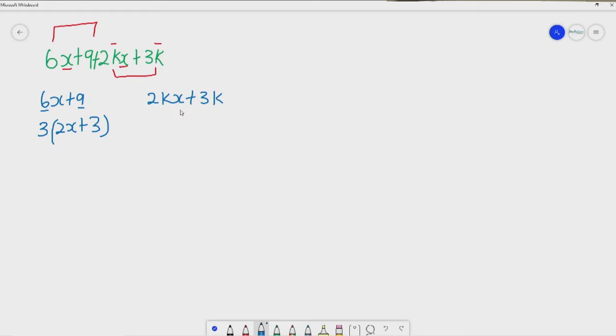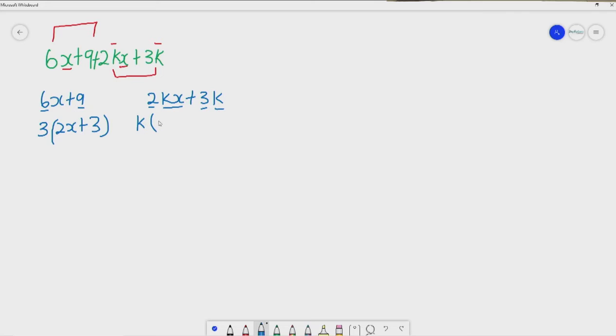Now we're going to factorize the second pair, which is 2kx plus 3k. Looking at the coefficient, we have 2 and we have 3. 2 and 3, we can't find any highest common factor for them, so we move to the variables. The first one has kx and the second one has k. So we can see that k is common in both. Write the k outside, open bracket.